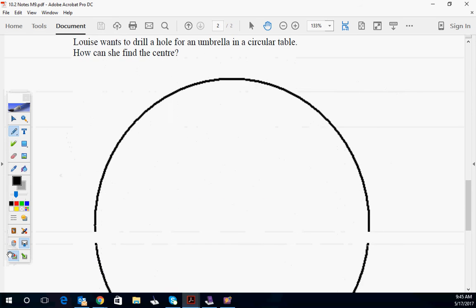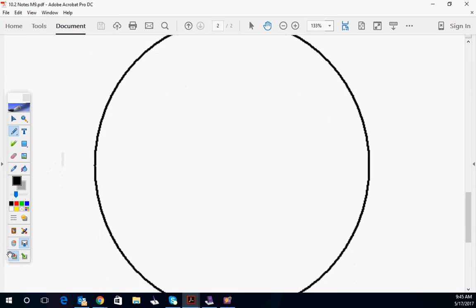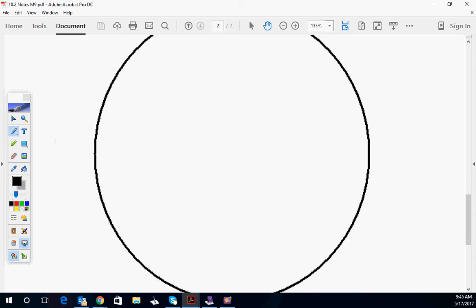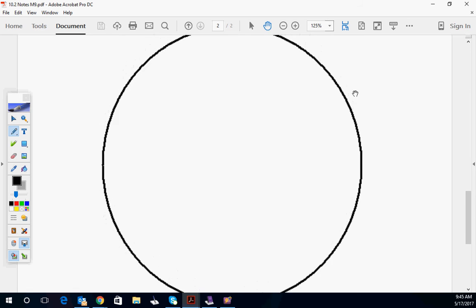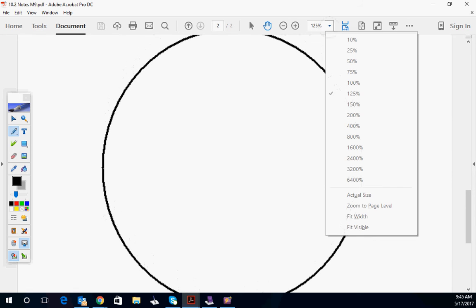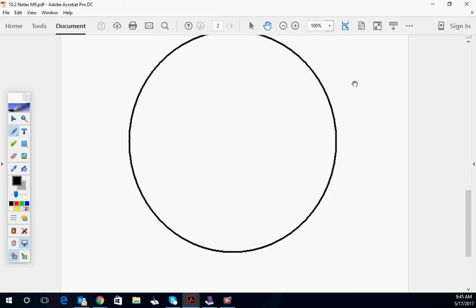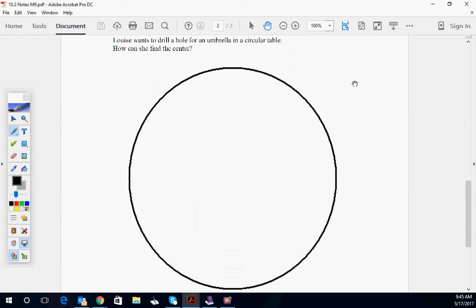All right. So this is the part that I think is kind of interesting. Check this out. Louise wants to drill a hole for an umbrella in a circular table, so how can she find the center? Let's unzoom this just a little bit. Let's go to 100. There we go.